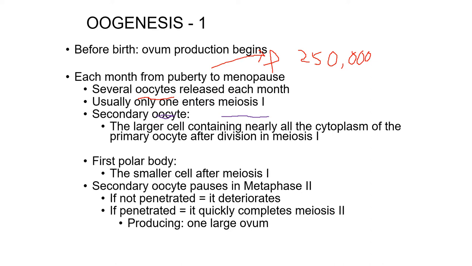So what happens is the egg goes through meiosis 1. Remember, meiosis is basically mitosis twice, so we get two cells like that. And then if we were to do meiosis 2, we would eventually end up with four cells, right?